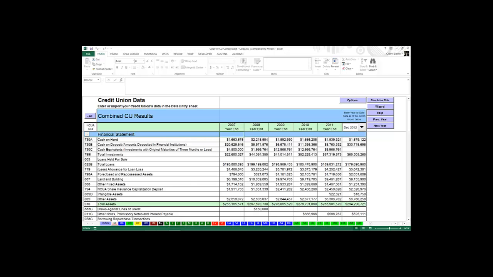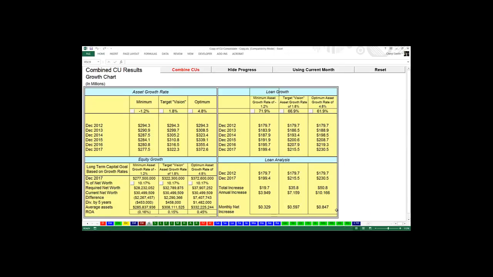Note that while we will be reviewing the sheets for the combined credit unions today, the worksheets we are looking at are also displayed for each individual credit union you have included in your CU-Consolidate workbook. I'd like to highlight the types of information displayed on various sheets in CU-Consolidate.